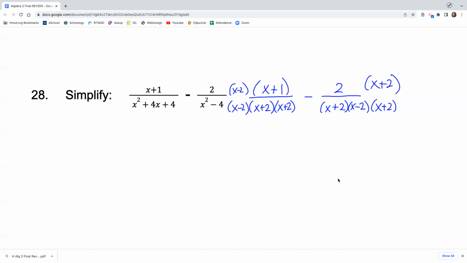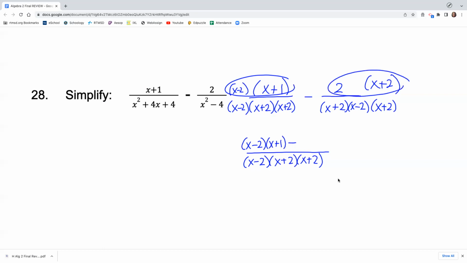So we have to simplify a whole bunch of stuff. I know that when I have the same denominator, my denominator stays the same. So I can go ahead and make this into one single fraction. It's going to be one x minus 2 and two x plus 2's. My numerator is going to be whatever this is, x minus 2 times x plus 1, minus whatever this is, which is going to be 2 times x plus 2. I suggest simplifying that part on the side. So x minus 2 times x plus 1 minus 2 times x plus 2.